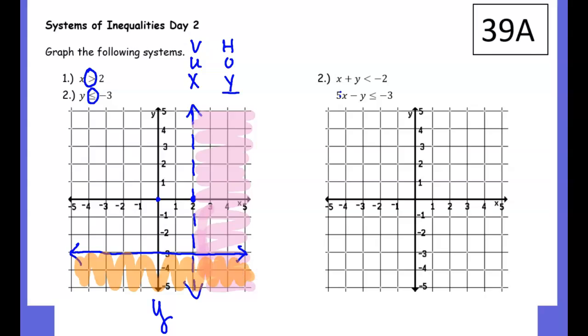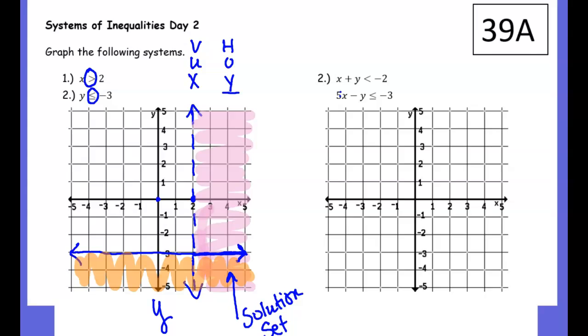The area right in here where we have the double shading, this would be the solution set. All of the ordered pairs in that area would be a solution to the inequality. Now keep in mind that if the ordered pairs happen to be along the solid line, the boundary line, that would be included in the set. But if it's on a dashed line, it would not be included in the set.